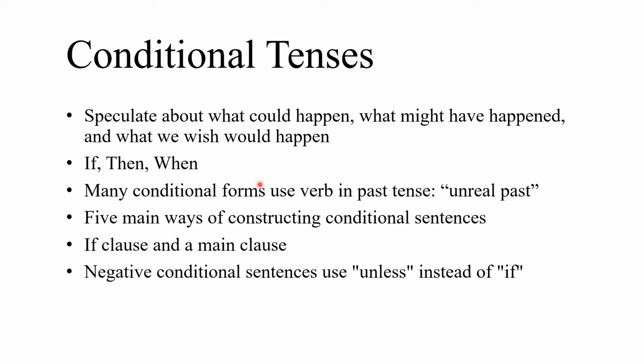Many of the conditional forms in English are used in sentences that include a verb in one of the past tenses. This verb tense is usually called an unreal past because we use a past tense but we are not actually referring to something that happened in the past. In the case of conditionals, the sentences are usually made up of an if clause and a main clause. In many negative conditional sentences, we usually use unless instead of if.